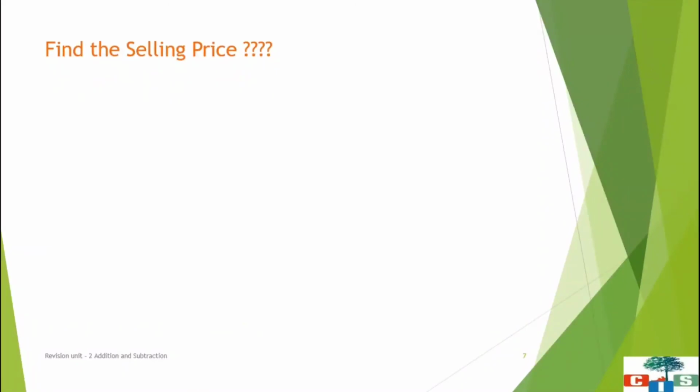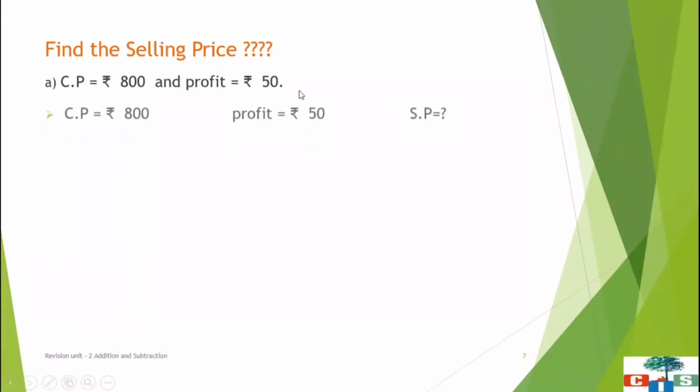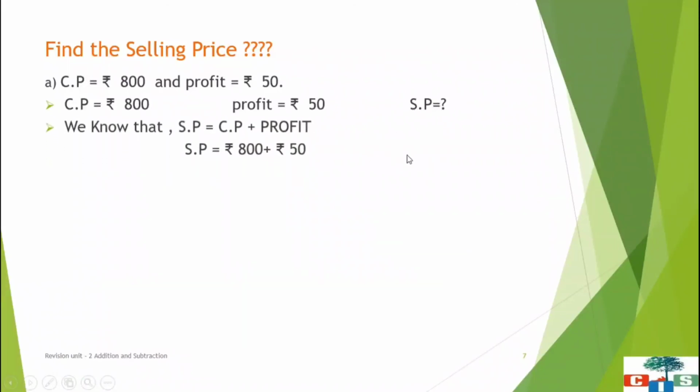So the next concept is finding the selling price when cost price and loss or profit is given. First example: cost price is equal to rupees 800 and profit is equal to rupees 50. Cost price and profit are given, and we have to find selling price. For finding selling price, we know the formula: selling price is equal to cost price plus profit. When we add these two, 800 plus 50 is equal to 850. So the selling price is rupees 850.